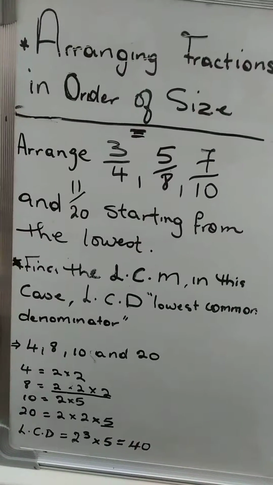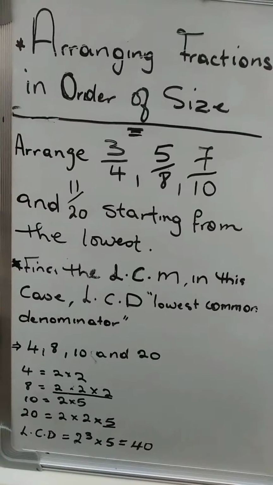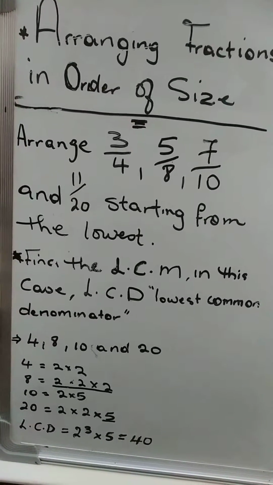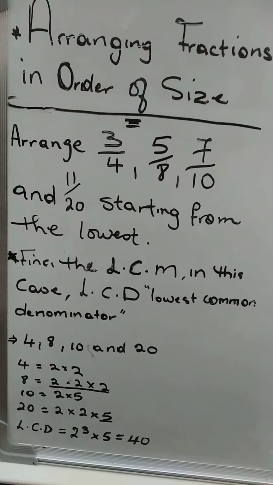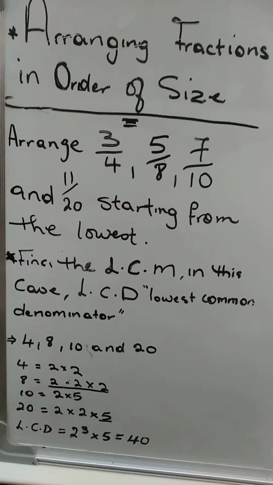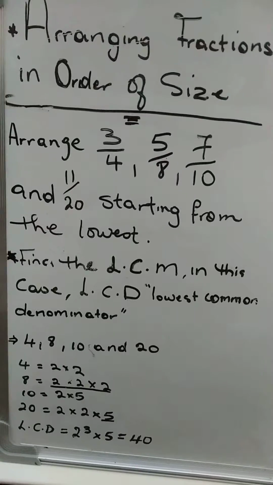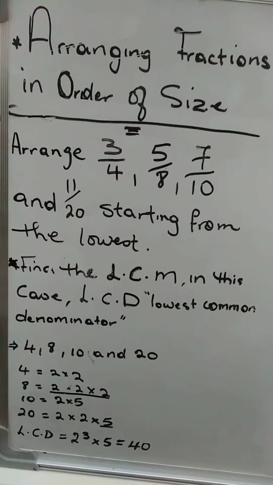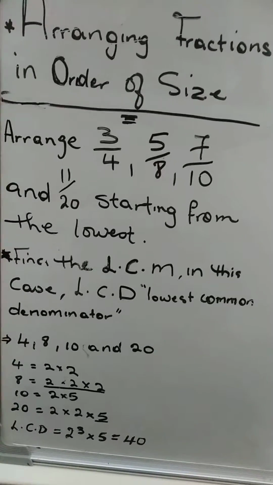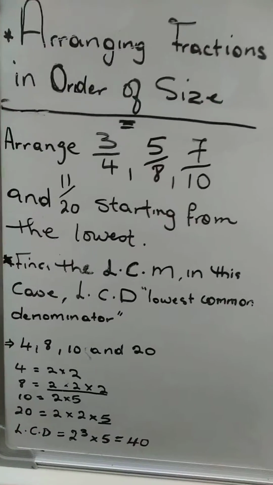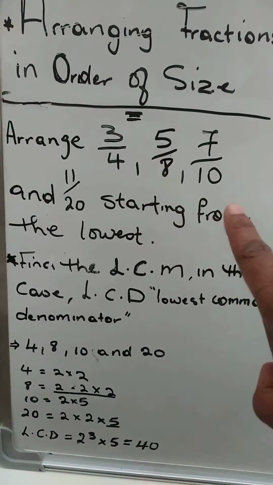First, for the 4 denominators of all these 4 fractions that we're focusing on, we're going to find their lowest common denominator. It is the same as what you would call the lowest common multiple, but in this case it's for the denominators only. So we take all 4 denominators: 4, 8, 10, and 20.